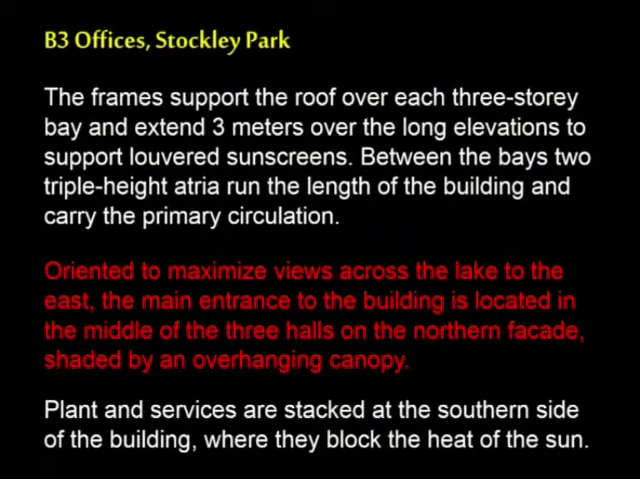The frames support the roof over each 3-story bay and extend 3 meters over the long elevations to support louvered sunscreens. Between the bays, 2 triple height atria run the length of the building and carry the primary circulation. Oriented to maximize views across the lake to the east, the main entrance to the building is located in the middle of the 3 halls on the northern facade, shaded by an overhanging canopy.